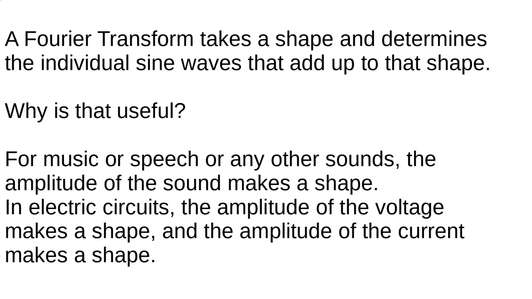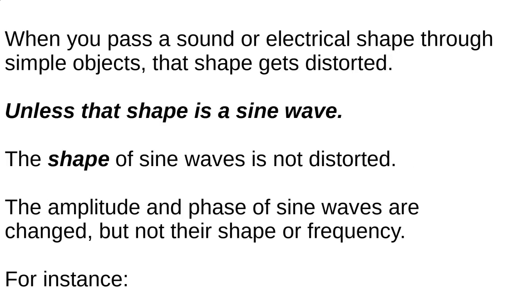In electric circuits, the amplitude of the voltage makes a shape, and the amplitude of the current makes a shape. When you pass a sound or electrical shape through simple objects, that shape gets distorted, unless that shape is a sine wave. The shape of sine waves is not distorted. The amplitude and phase of sine waves are changed, but not their shape or frequency.